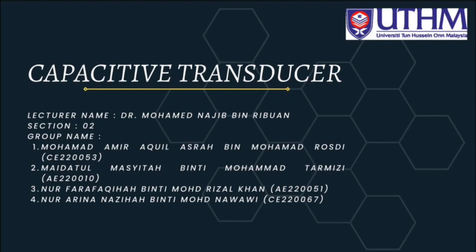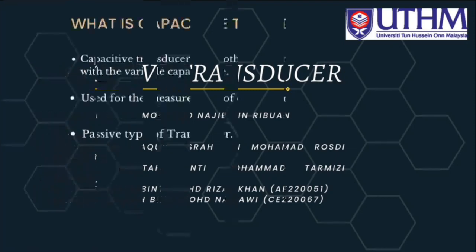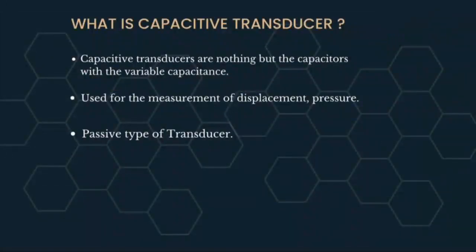Today, I would like to present about capacitive transducers. What is a capacitive transducer? The capacitive transducer is used for measuring displacement, pressure and other physical quantities. It is a passive transducer, which means it requires external power for operation. The capacitive transducer works on the principle of variable capacitance.